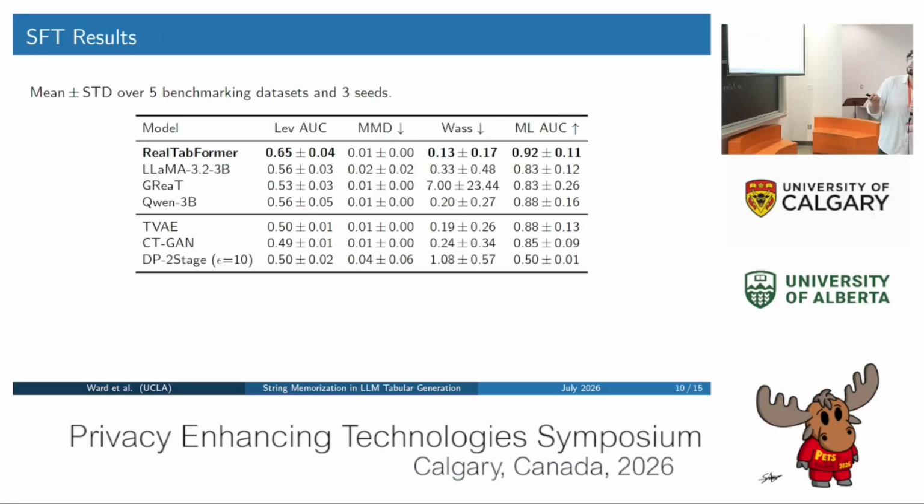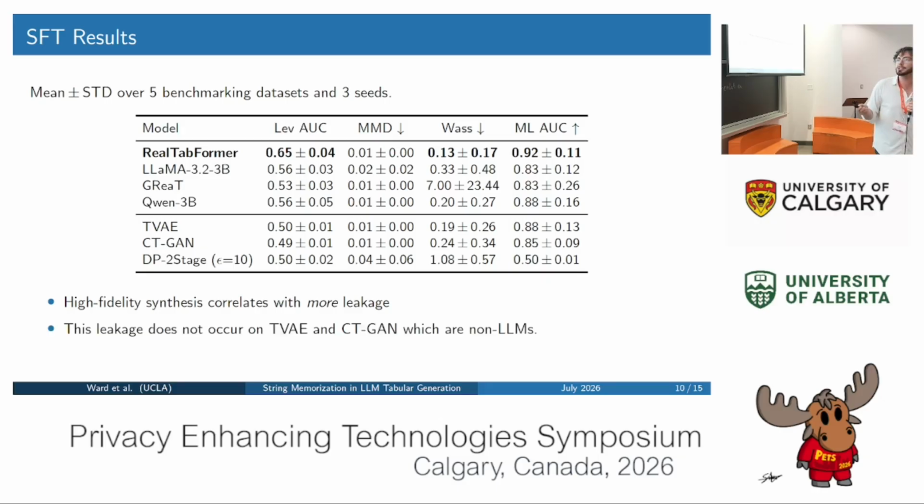This gets replicated in the supervised fine-tuning, although it's to a lesser extent. The main results from this are that the higher fidelity your LLM generates the synthetic data, the more leakage there usually is. And additionally, this attack doesn't work on things that are not LLMs. So we compare this with a variational autoencoder and a GAN-based method, and this character level string similarity thing is completely random. There's no advantage you can find here.